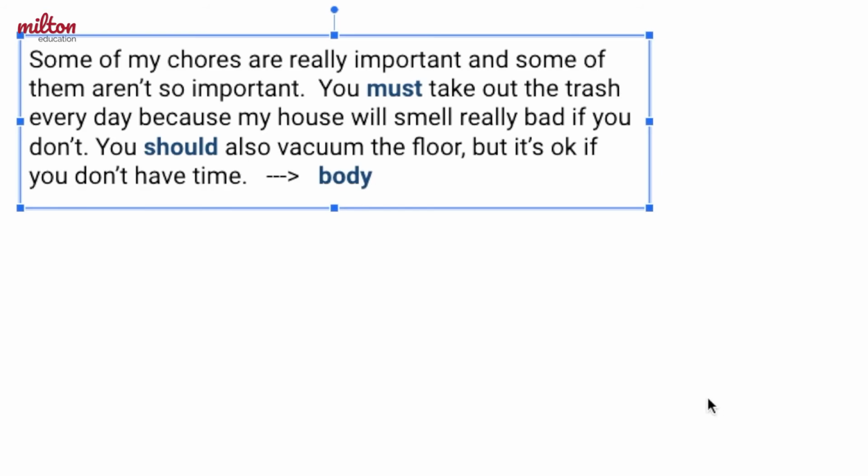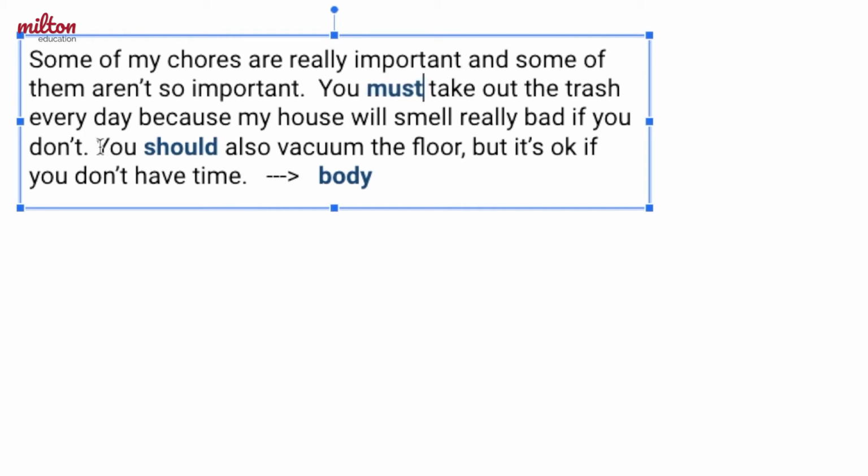The next part of the letter is still part of the body. This is because it's still related to the main idea and why I'm writing this letter to Fiona. In this paragraph, I'm going to give Fiona a little bit more information about the chores I would like her to do. Here I say, you must take out the trash every day because my house will smell really bad if you don't. I use the word must because it's an obligation.